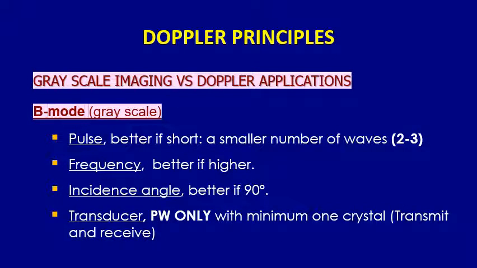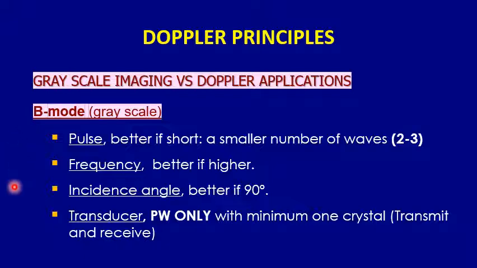Now how about the B mode or the grayscale application? Usually the pulse in the grayscale is a smaller pulse. How long? Usually it takes 2 to 3 cycles. So those 2 to 3 cycles give me a shorter pulse. Why is it better? Because a shorter pulse means a shorter SPL, a shorter pulse duration, which means I get a better axial resolution of the image. The second point to discuss here is the frequency. Again, it's better to have a higher frequency. We know why, because I will get a better axial resolution. The same explanation. So the better frequency is a higher frequency.